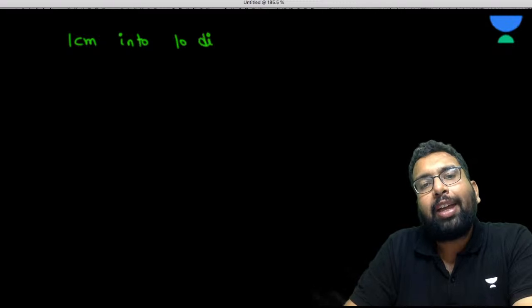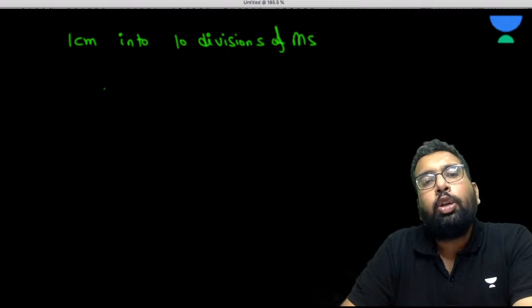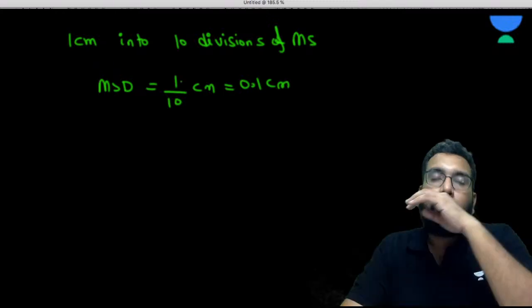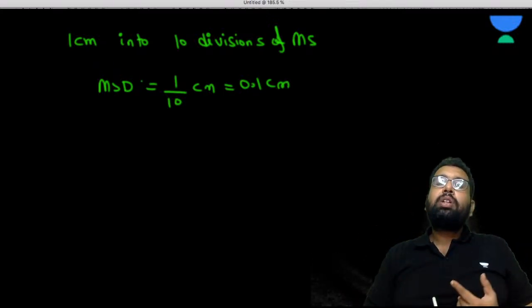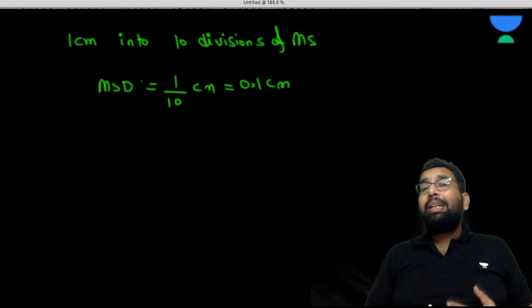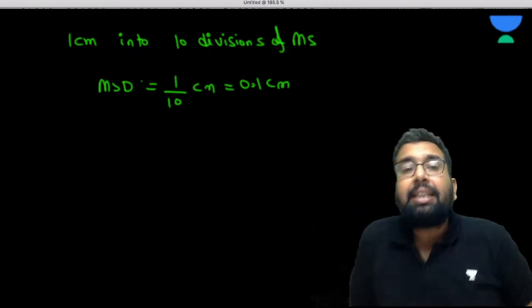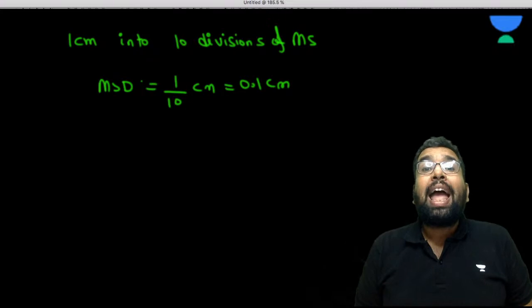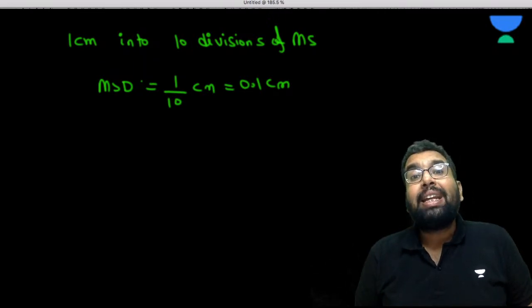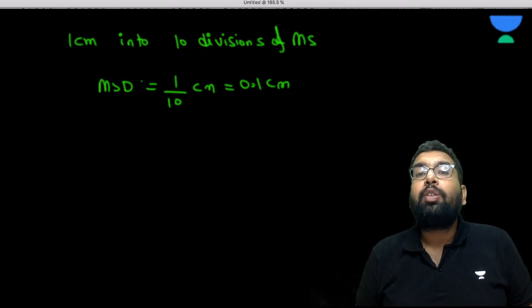So that means 10 divisions on the main scale. See, this is how they twist the language. So one main scale division is obviously equal to 1 by 10 centimeter, that is 0.1 centimeter. In this question 1 centimeter is divided into 10 divisions, but it could also be the case that 1 centimeter is divided into 100 divisions, 20 divisions, or 50 divisions. Accordingly, the things are going to change. Remember that. So main scale division is equal to 0.1 centimeter.